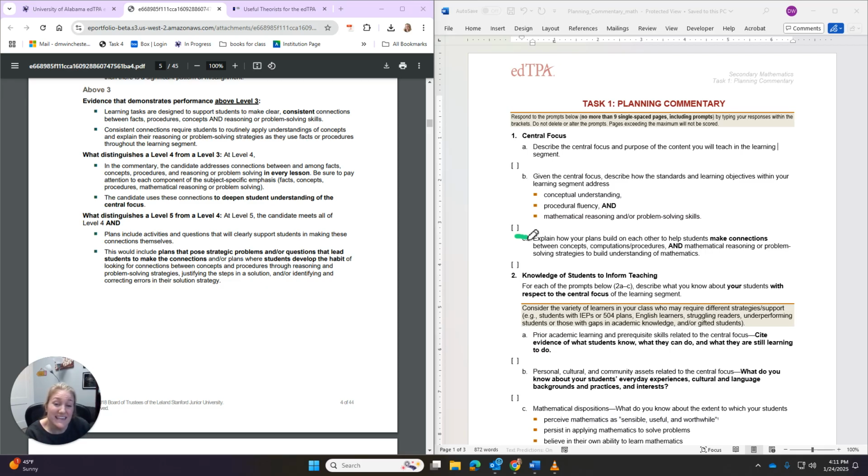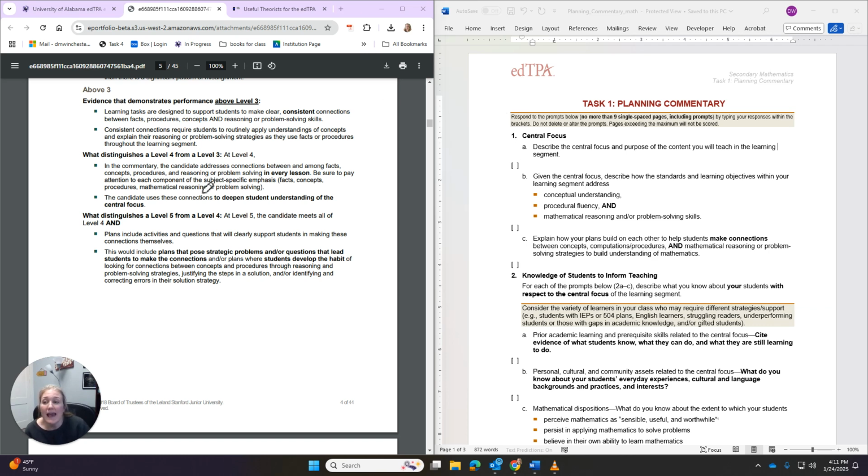But if 1C is not answered really, really well with a lot of detail and a lot of examples, I'm not going to score a 3 or higher, no matter how well I answer 1B.